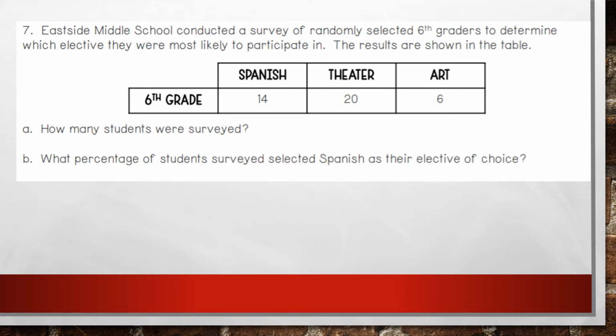So we have several questions based off of this particular table. Eastside Middle School conducted a survey of randomly selected 6th graders to determine which elective they are most likely to participate in. The results are shown in the table. So we have 6th graders picking the electives of Spanish, theater, and art. How many students were in the survey is the first question. You would take all of the totals from the table and add them together. So 14 plus 20 plus 6 would give us our answer. So there are 40 students involved in the survey.